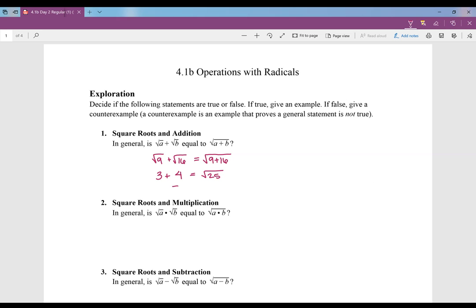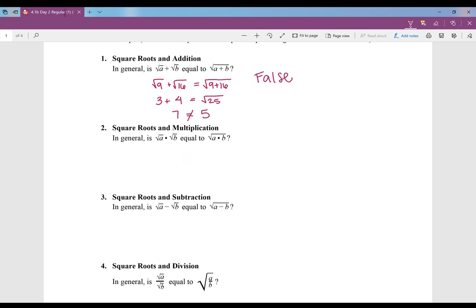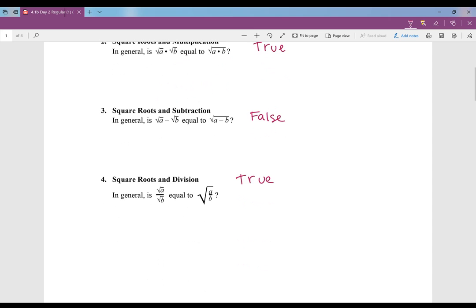Then over here we have 3 plus 4, that is 7. And the square root of 25 is 5. So that means that these are not equal to each other. So this is false. Okay, so I want you to go through the rest of them, 2, 3, and 4, decide if they're true or false, and then pause your video and decide, and then you can press play and I will tell you the answers. All right, so number 2 is true, number 3 is false, number 4 is true. So make sure you come up with some examples that prove them true or false.